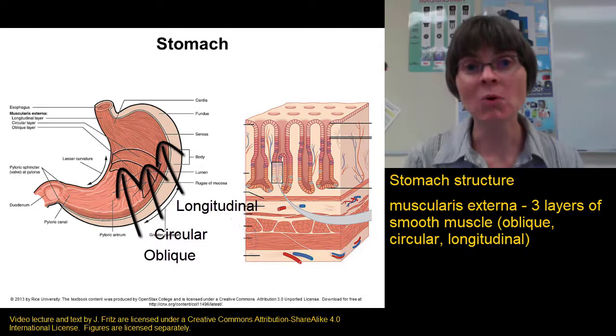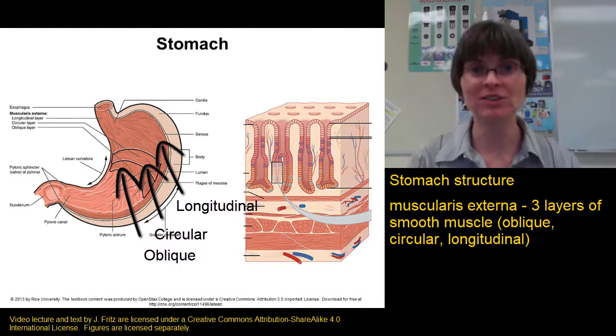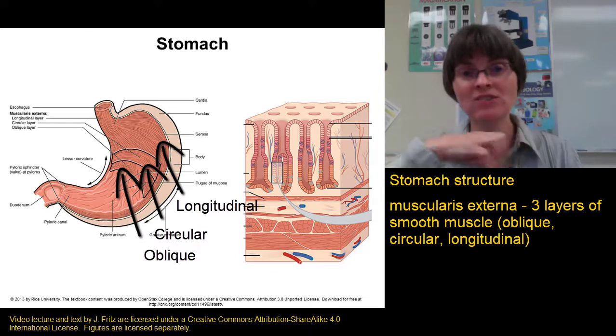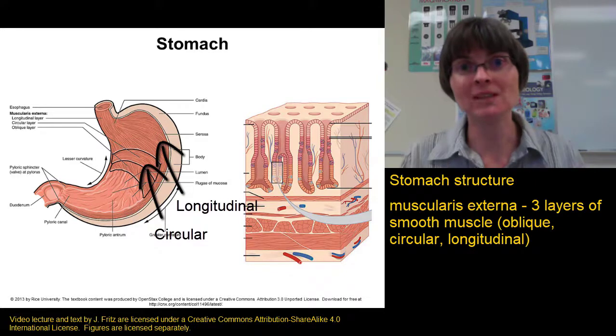This gives the stomach more motility than the other parts of the digestive tract. It can move in many directions to help squish the food up and complete the mechanical digestion.